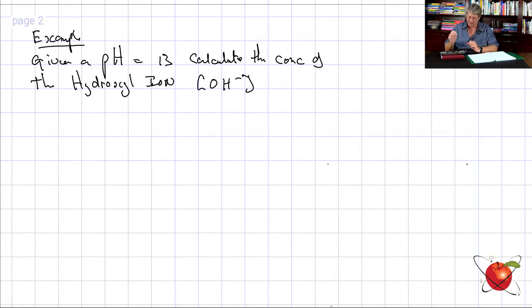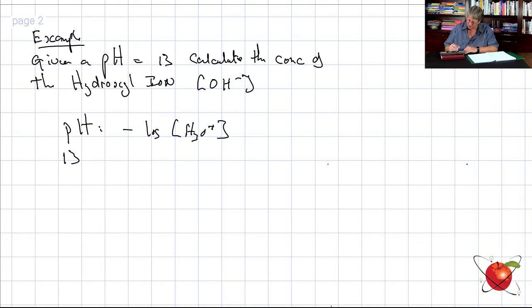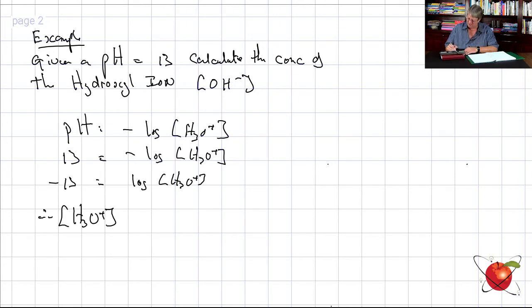Remember, they have given a pH. So they've said pH is equal to minus the log of the concentration of the H3O ion. They've told us that the pH is 13, must be equal to the negative log of the H3O. Therefore, minus 13 must be equal to the log of the H3O ion. Therefore, the H3O plus must be equal to 10 to the minus 13. Right? Straightforward. And now, what are we after? They want the OH. Look, they want that.